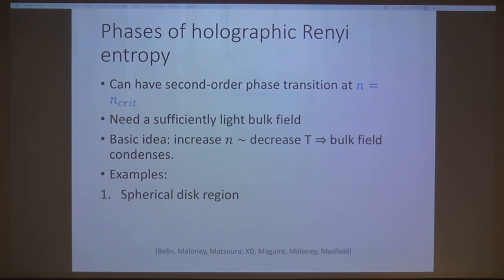So, two examples. One is if you have a spherical disk region in the boundary CFT, then this can be made exact, because in this case the Rényi entropy is really given by the thermodynamic entropy in a hyperbolic black hole background. And when you have a sufficiently light scalar field, the scalar field can be shown to condense. A second class of examples is if you are in two boundary dimensions. It's no longer sufficient to consider single intervals, but if you consider multi-intervals, this kind of phase transition generically occurs with a sufficiently light scalar field. So this can also be thought of as a statement about pure 3D gravity. They have interesting second-order phase transitions on a higher genus Riemann surface.